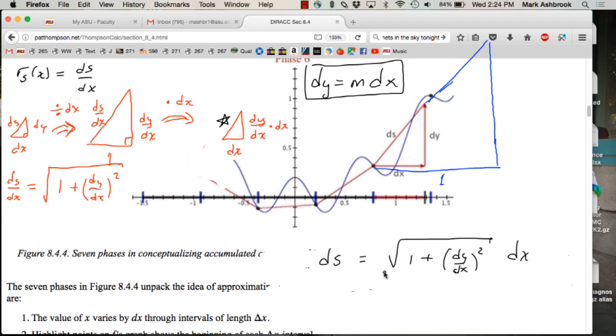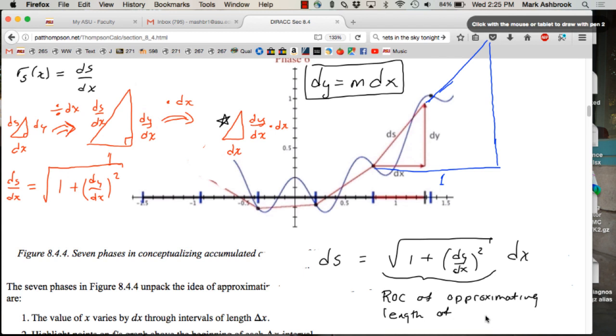Okay, what is this right here? What's the square root of 1 plus dy dx squared? What is that? Which is? It's ds over dx, which is our rate of change, right? Rate of change of the approximating segment of the arc. Approximating length of this.